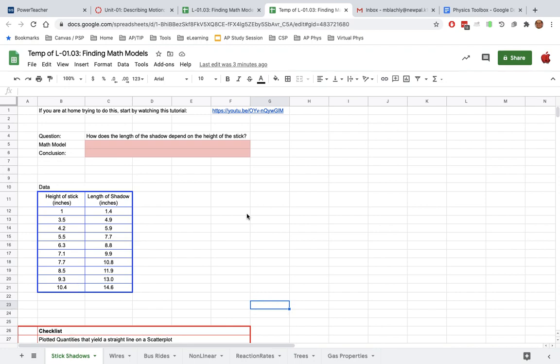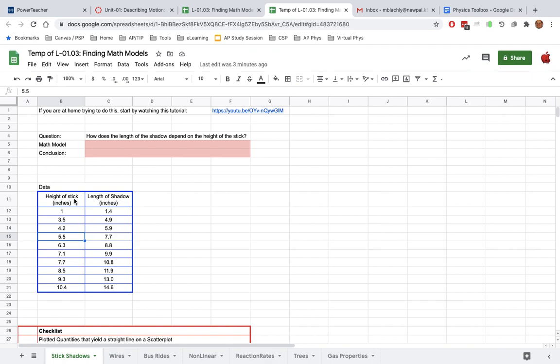So today we're going to work on finding math models. What we do when we have a set of data is we type it in, and you need to make sure that you have a header. So this is the header. It contains the quantity, which is the height of the stick, and it contains the units that it's measured in. And then the data must be just numbers, okay? You cannot type inches in all of these boxes or the computer will not be able to graph it.